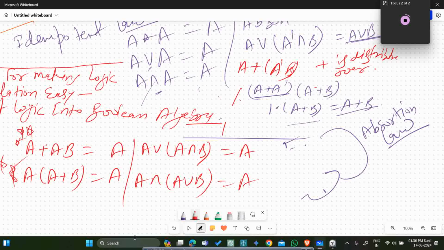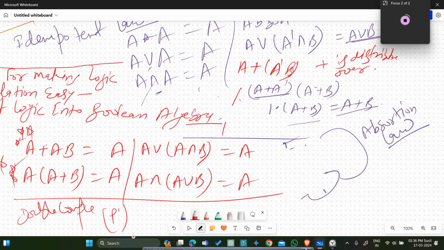Law of double complement. What is next? Double complement: P complement complement is P. This is the double complement law.